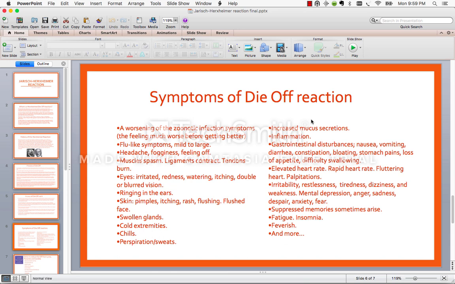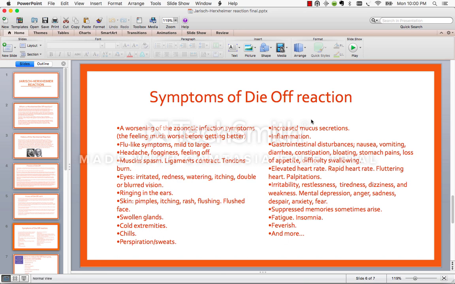Typically flu-like symptoms, headaches, fogginess, muscle spasms, muscle tightness, ligament contractions, burning tendons, irritation of the eyes, redness, itching, watering, double vision, blurred vision, floaters, ringing in the ears, itching, rash, flushed face, warm, hot flashes, swollen glands, cold extremities, fever and chills that go off and on, or just chills without the fever, night sweats, increased mucus secretions, inflammation, nausea, vomiting, constipation, bloating, stomach pains, diarrhea, loss of appetite, difficulty swallowing.